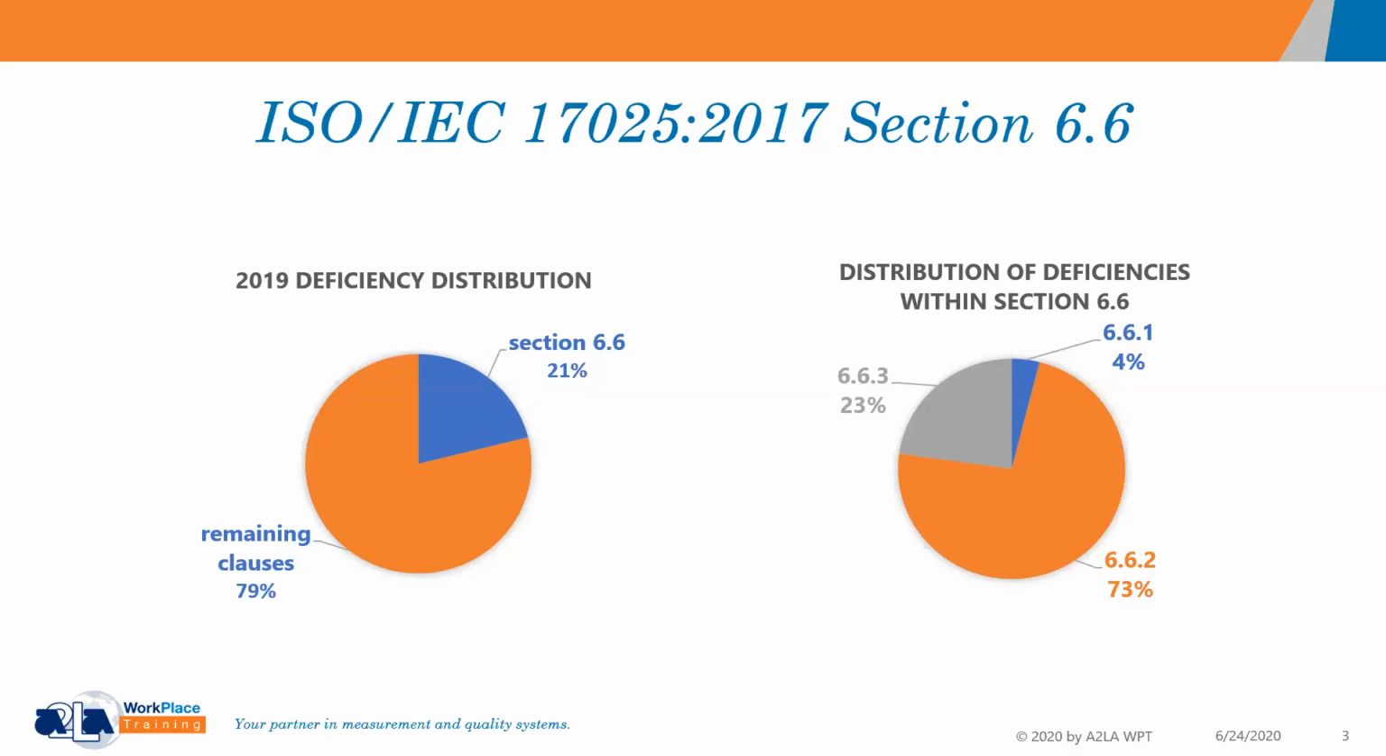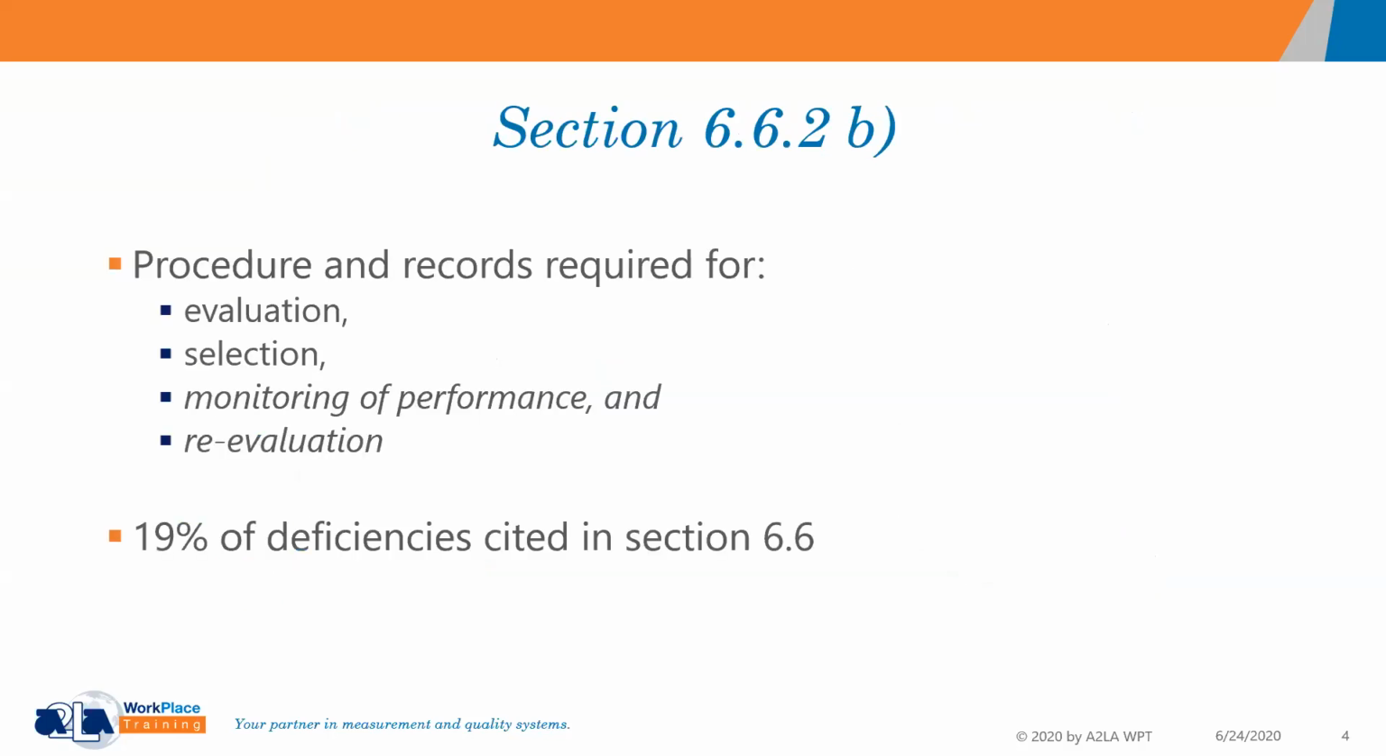So I'm going to jump into the first section, and this is the top nonconformance that we see in section 6.6.2, which is B. So it's a little out of order, but section B of 6.6.2 requires you to have a procedure and record for evaluating, selecting, monitoring of performance, and reevaluation of your external providers. And this makes up almost 20% of the deficiencies that are cited in 6.6, so it's a pretty decent chunk.